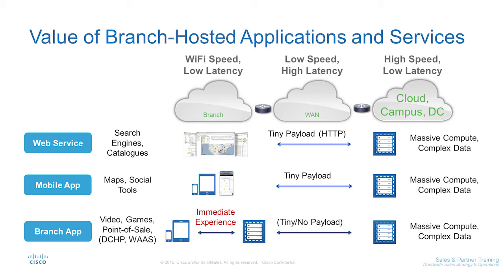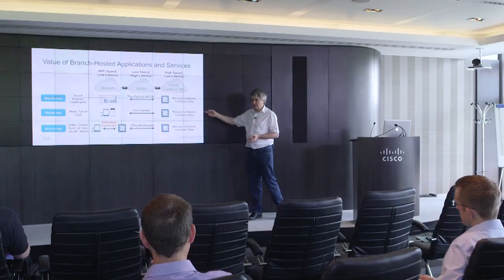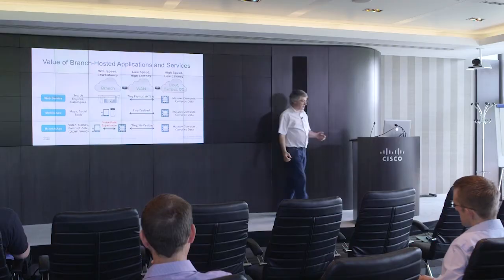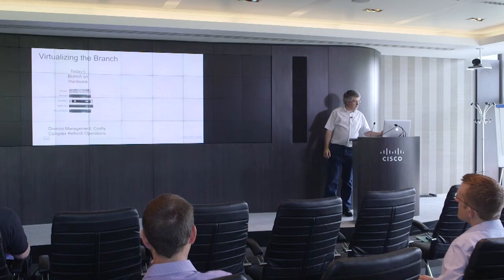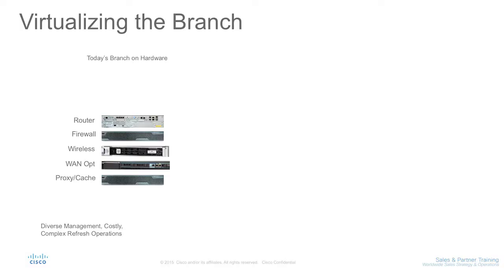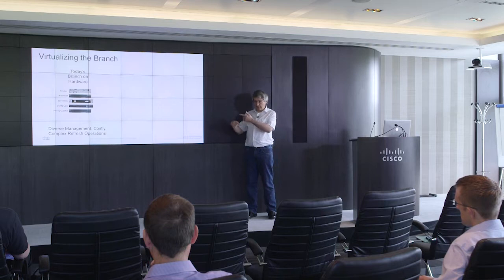But the problem is we don't have the kind of scale and the tools that we built in these other parts of the networks. So what we end up with is a whole stack of different appliances to deliver these branch services and branch network functions. And then that gives us the problem of the hardware refresh cycles.